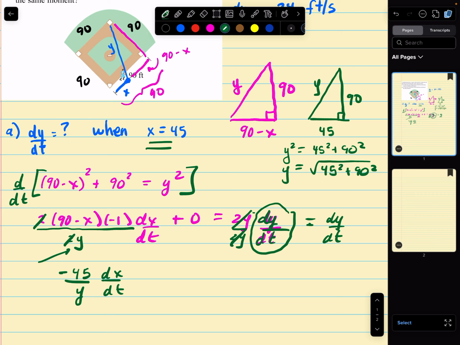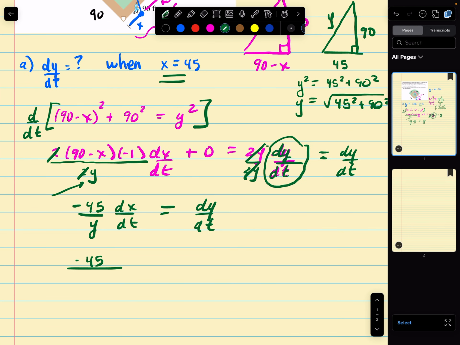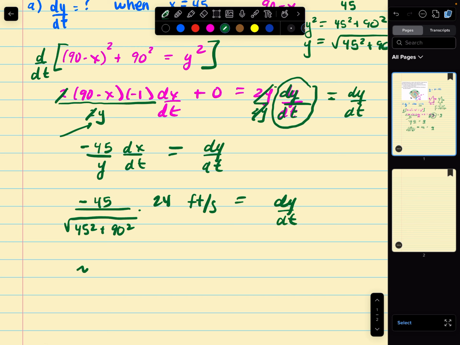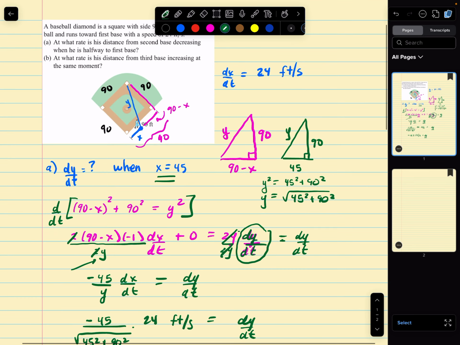Okay, so now I have everything to plug in to solve for dy/dt. So negative 45 over the square root of 45 squared plus 90 squared. Dx/dt that was given in the problem was 24. And this was feet per second is your dy/dt. And using a calculator, you can see that this is approximately negative 10.3 feet per second. So it's negative because that distance is decreasing. Oops, sorry, I should say negative. This distance is decreasing as he moves towards first base. See? That's a slightly shorter one.